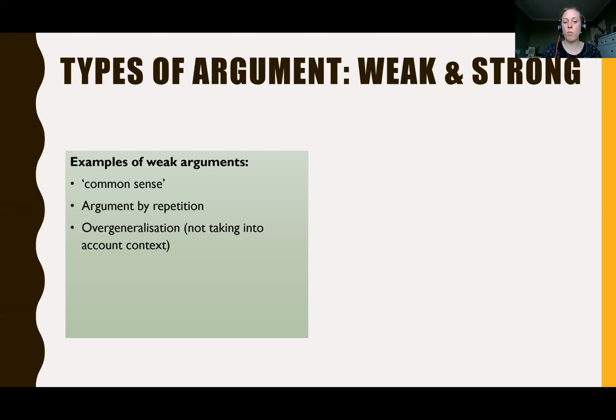Overgeneralizations can be a big problem. So not taking into account, for example, shifting context. Because something is true in one place doesn't mean that it is true in exactly the same way in another place, in another time, in another culture, in another geographical place. So we need to really be clear about where generalizations are possible and where they're not possible. And that's why context is so important.